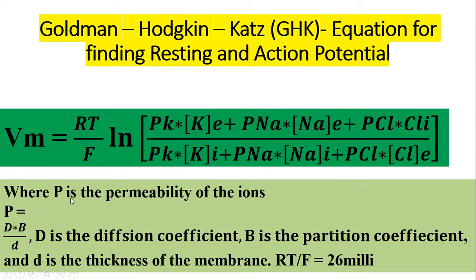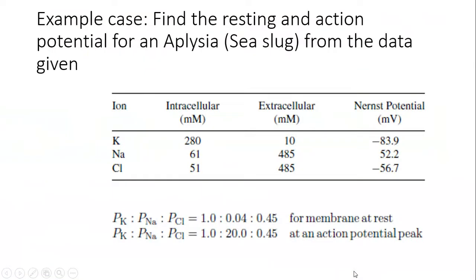Okay, now how do we calculate this permeability? The permeability depends upon D times B divided by d, where capital D is the diffusion coefficient, which we have already discussed, B is the partition coefficient, again a constant, and small d is the thickness of the membrane. And as usual, RT/F we are assuming to be 26 millivolts.